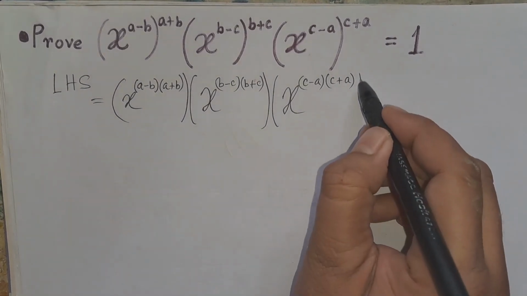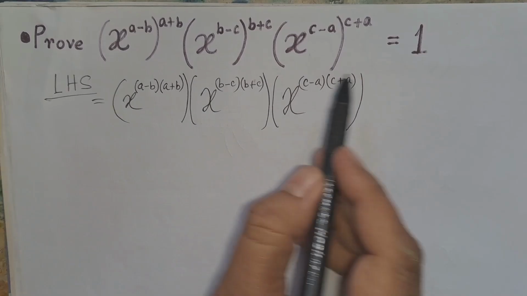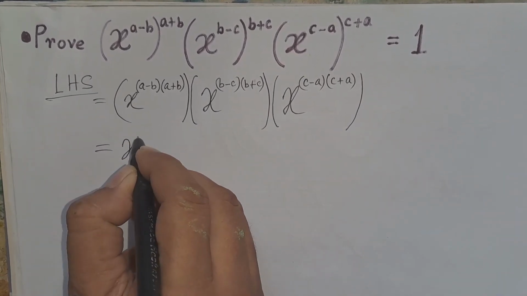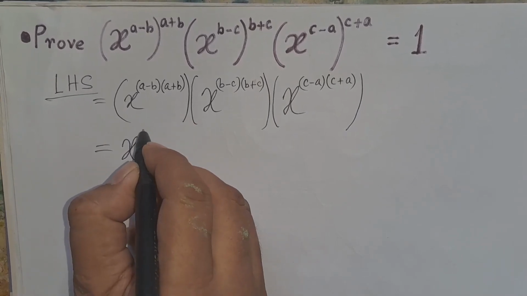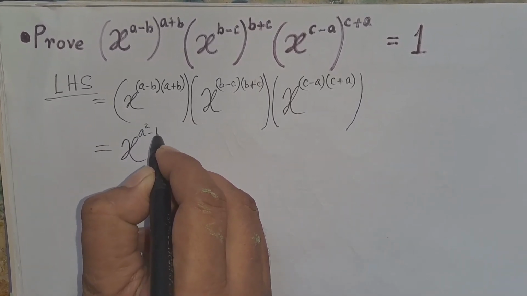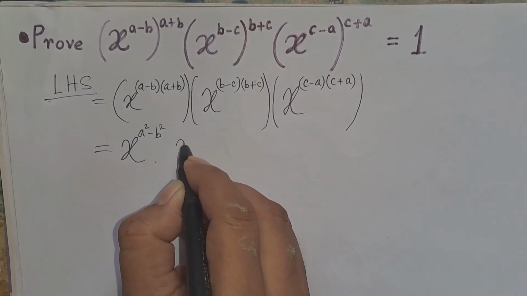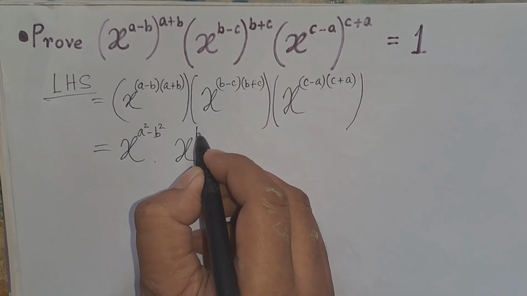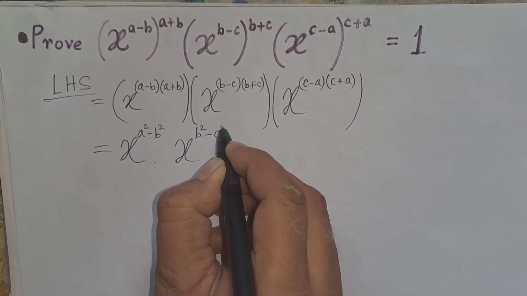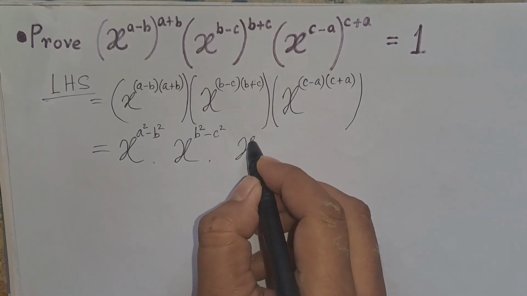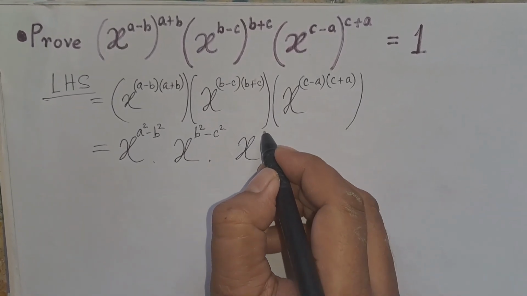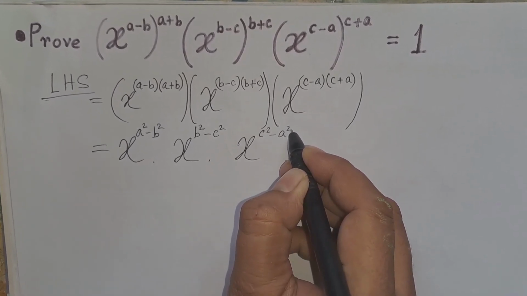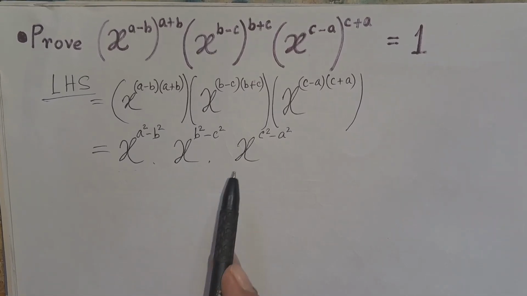Now I think you have already guessed, these are indicating a particular formula, that is a plus b into a minus b. a minus b is written first and a plus b after that, no matter. The formula means a square minus b square. So x to the power a square minus b square, here b minus c into b plus c means b square minus c square, based on the same formula, a plus b into a minus b. c minus a, c plus a, that is c square minus a square.